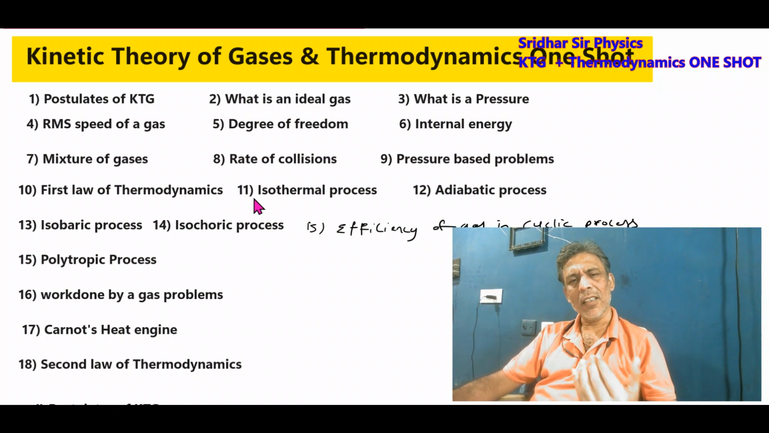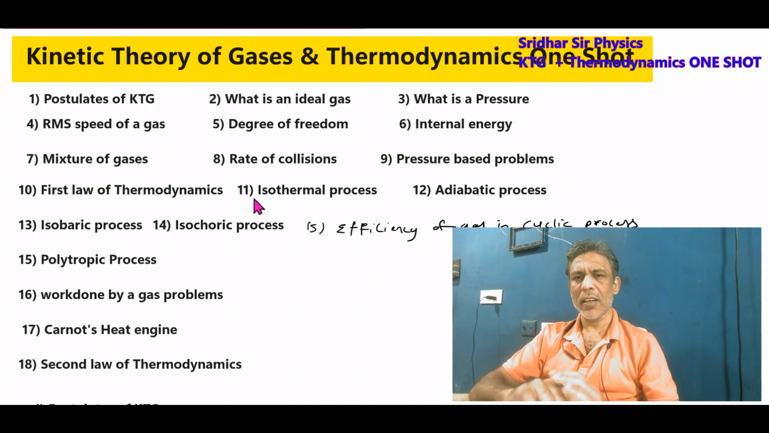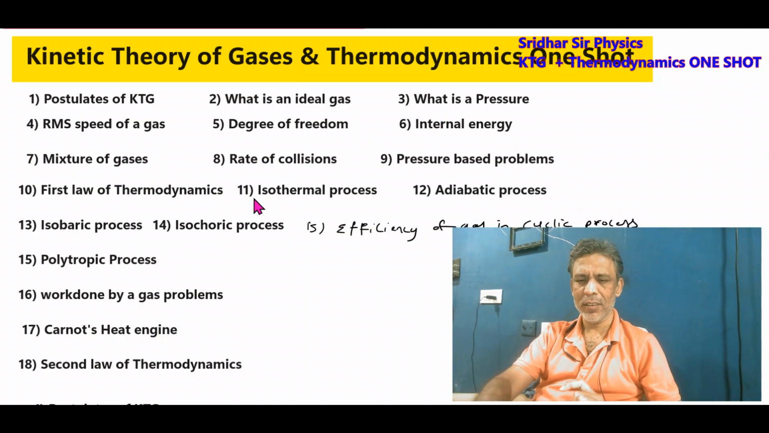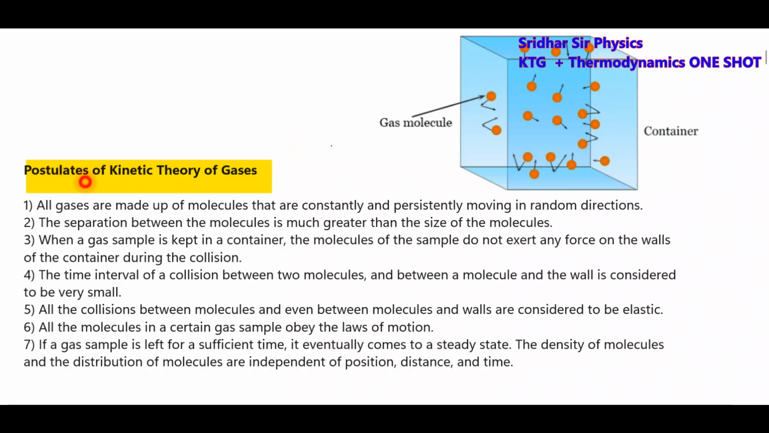Okay, kids, now let me revise this. Let me give a very good revision of KTG and thermodynamics. Really, you are going to enjoy. Very good ideas, diagram-based explanations I'm trying to give you. We'll start with the postulates of KTG of gases. Here, the red color ones and orange color ones are gas molecules, moving randomly. This given molecule will be moving randomly. This will go and collide.